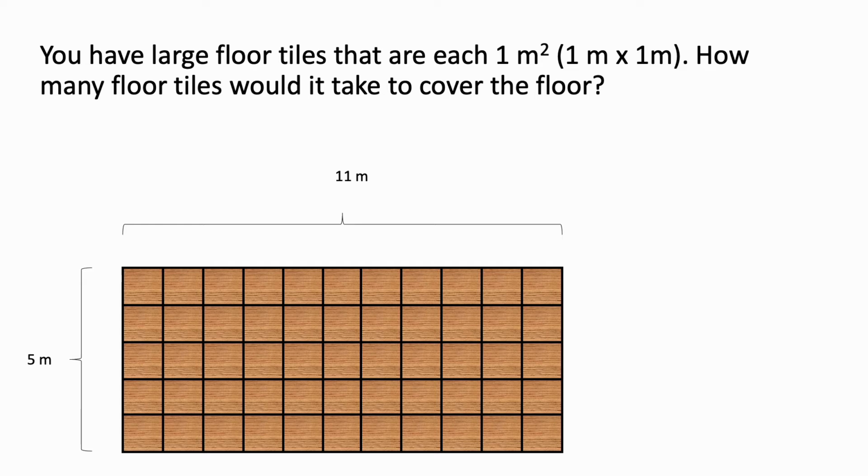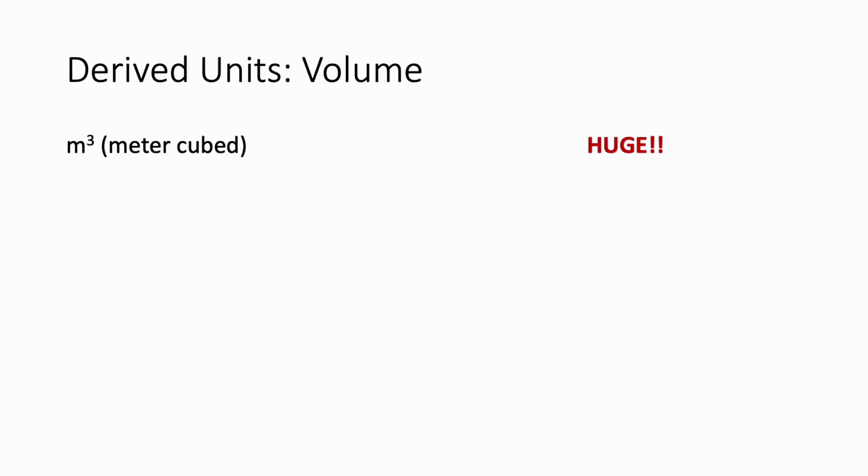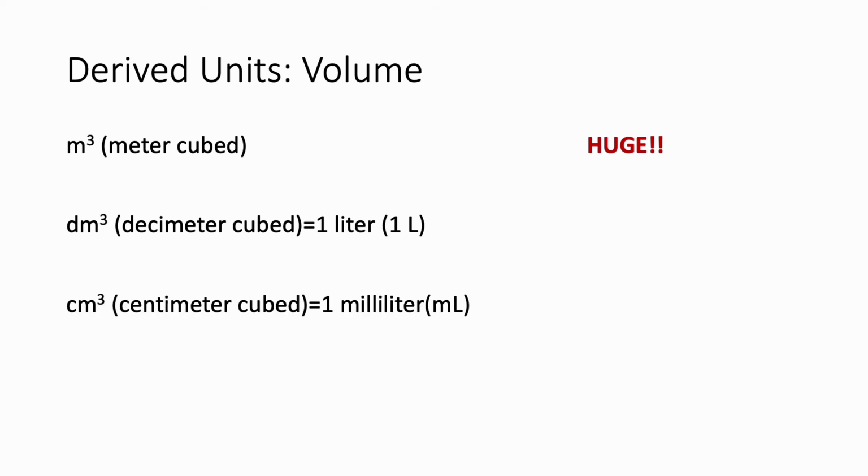Let's carry this a bit further. Rather than talking about area, let's now talk about volume. So the official unit of volume is a meter cubed. So that's something that's 1 meter by 1 meter by 1 meter. And at some point in your lab, you're going to get out your measuring tape and you're going to see exactly how big a meter cubed is. It's pretty enormous. So we almost never use meters cubed in chemistry. What we're going to use is decimeters cubed, which we call 1 liter, and centimeters cubed, 1 milliliter.